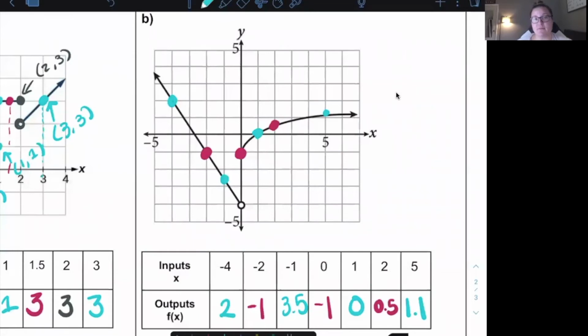So these are the outputs that I was able to find. It's okay if your decimals are just off by like a 1/10 compared to mine. These are kind of estimates by reading the graph, so that's fine. I got -4 as an input gives us 2 as an output, -2, -1, -1, 3.5, 0, -1, 1, 0, 2, 0.5, and 5, 1.1. Good work, guys.